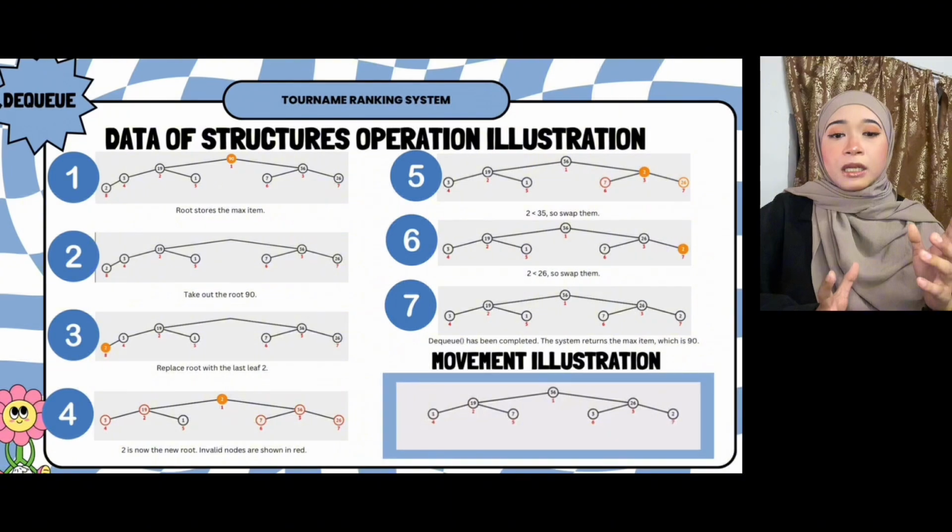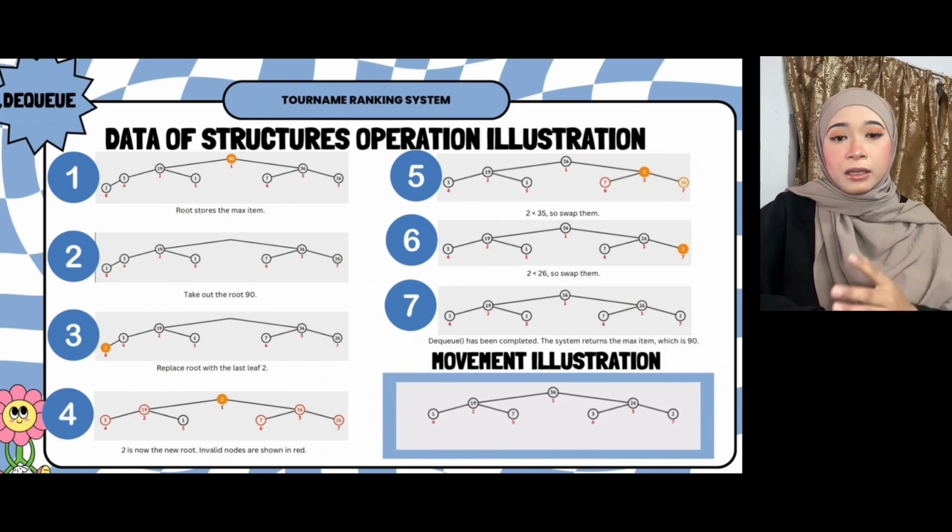Okay, step number 3. To fill the gap left by the removed root, we replace it with the last leaf, which is number 2. At this stage, the structure is temporarily invalid, and we will notice invalid nodes, which are in the color red.